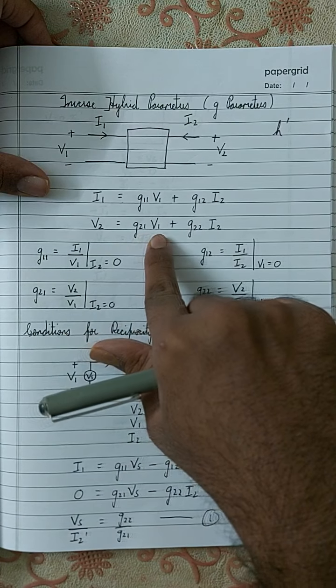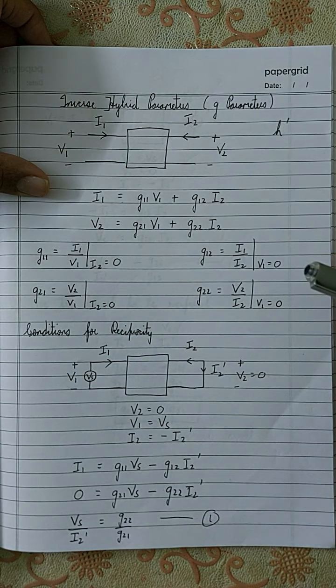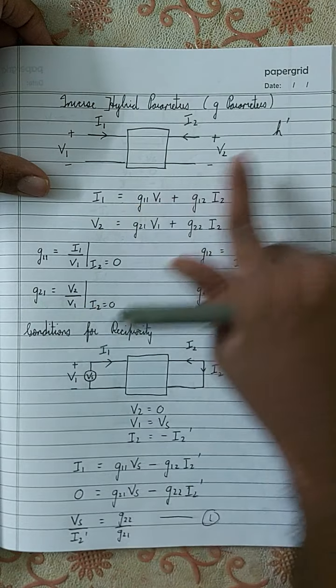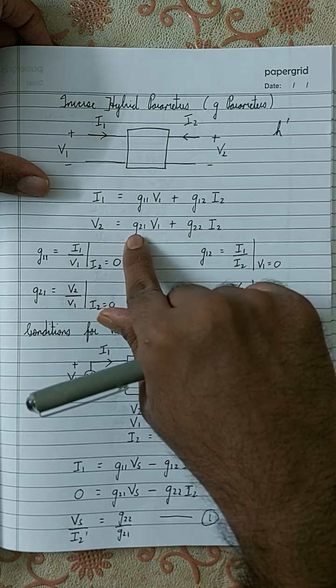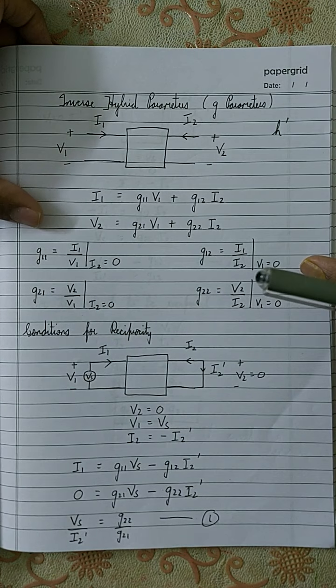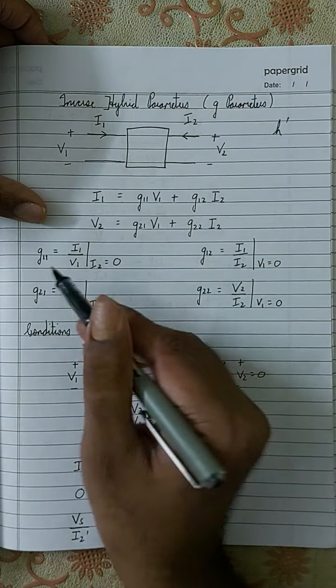V2 is equal to G21 V1 plus G22 I2. Okay, so like I said before, it's G, sometimes we use H dash also, so it becomes H dash 11, H dash 12, H dash 21, H dash 22. Okay, so now you can write the equation for G11, right?